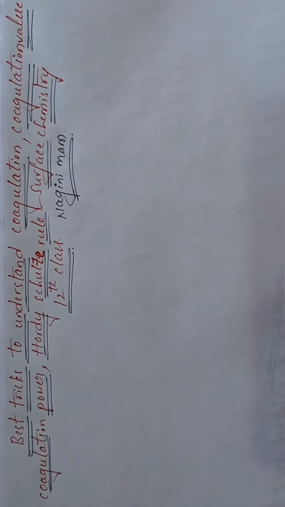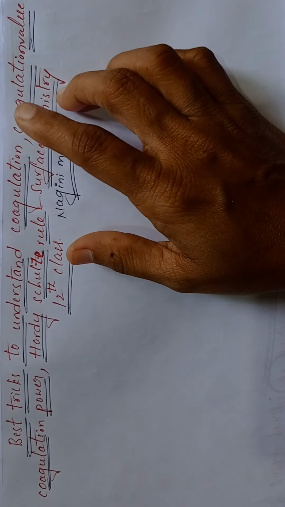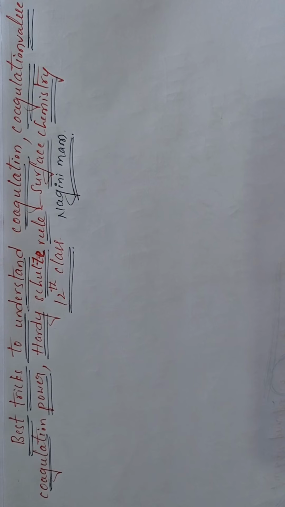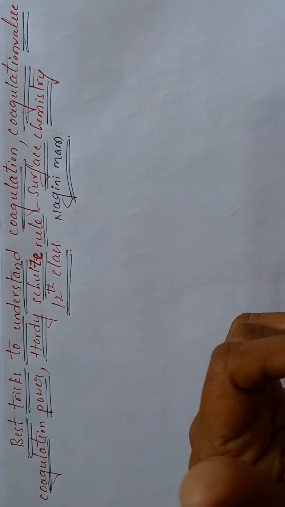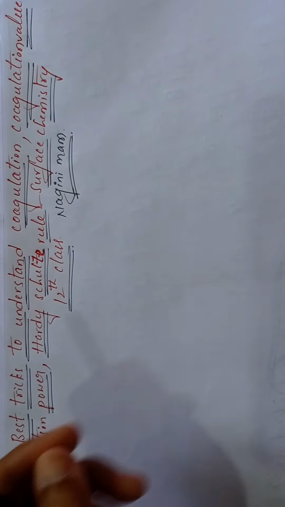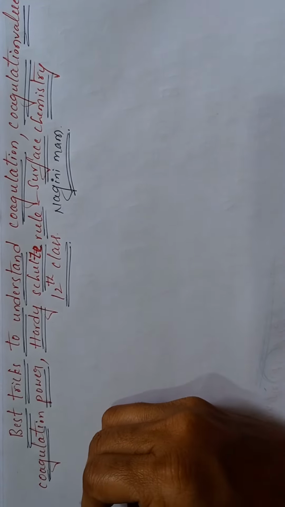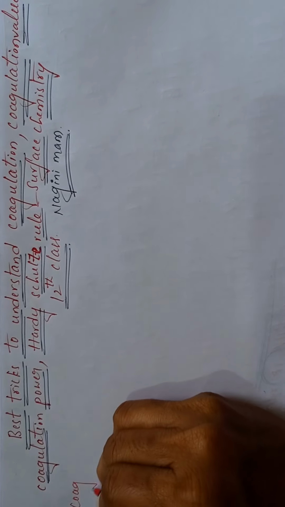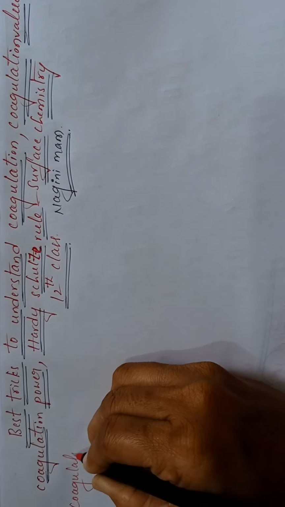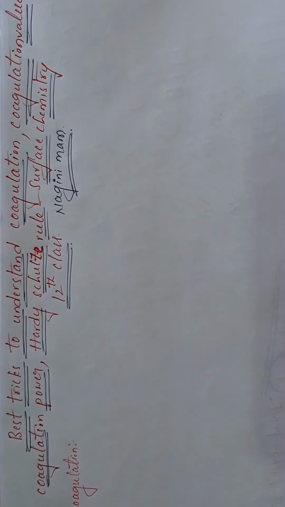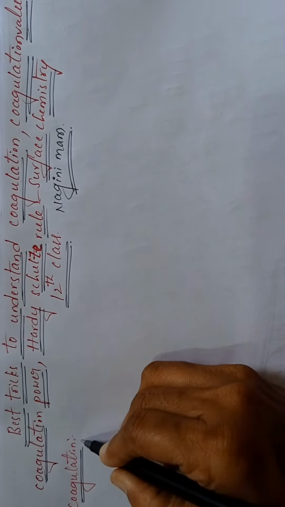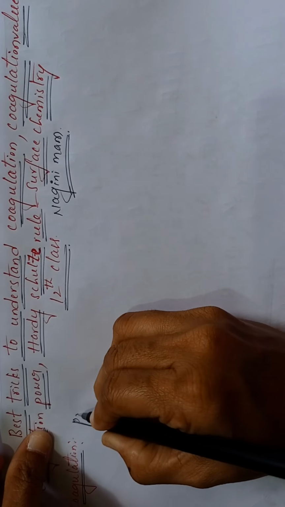Okay, now see, students, first of all, what is coagulation? What is coagulation, students? Precipitation of colloidal particles is called coagulation. Coagulation is nothing but precipitation of colloidal particles.